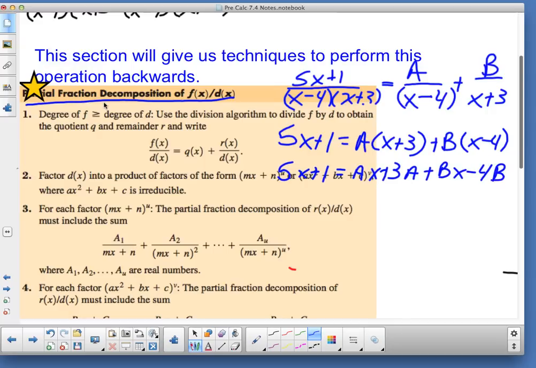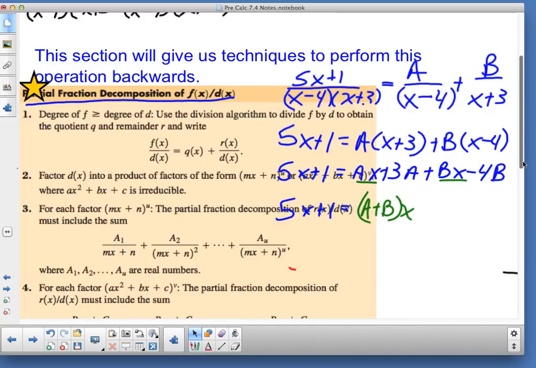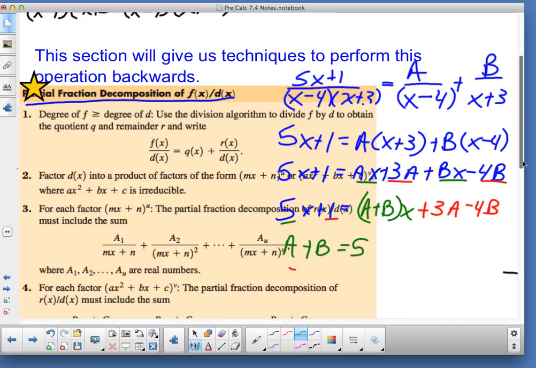Okay, now I'm going to combine like terms here. So I've got 5x plus 1 is equal to a plus b times x, because they are my x terms. And then I've got my constant terms, which is plus 3a minus 4b. Now keep in mind, 3a minus 4b has got to equal 1, and a plus b has got to equal 5.